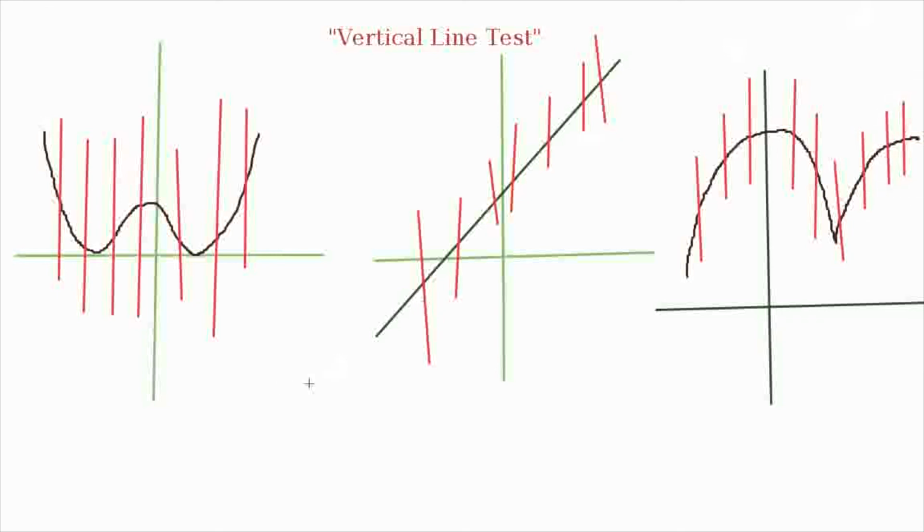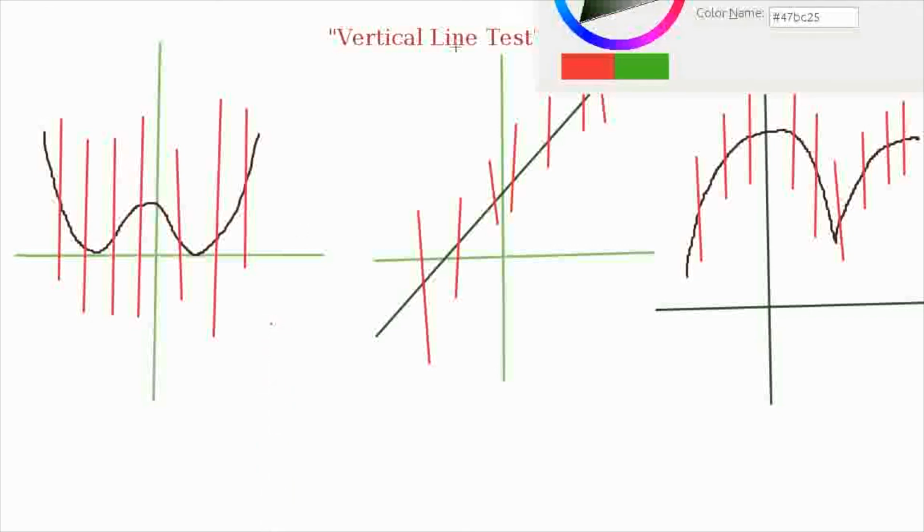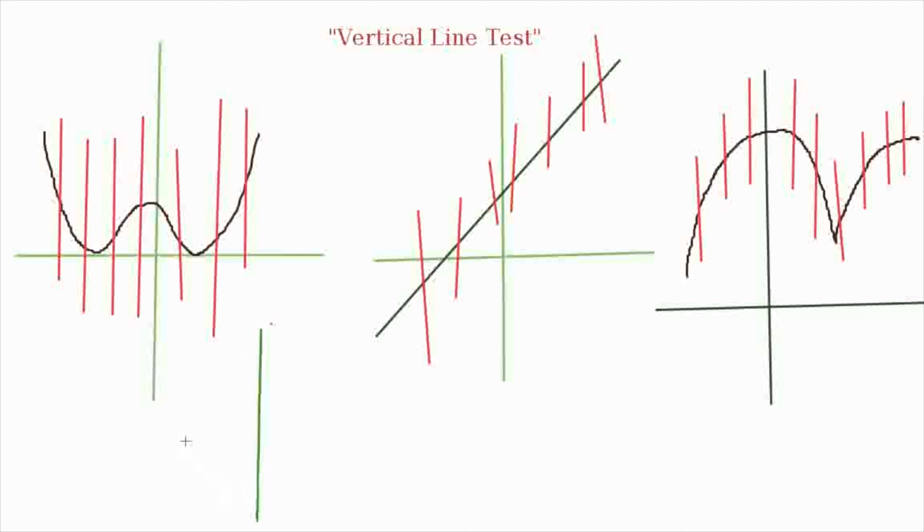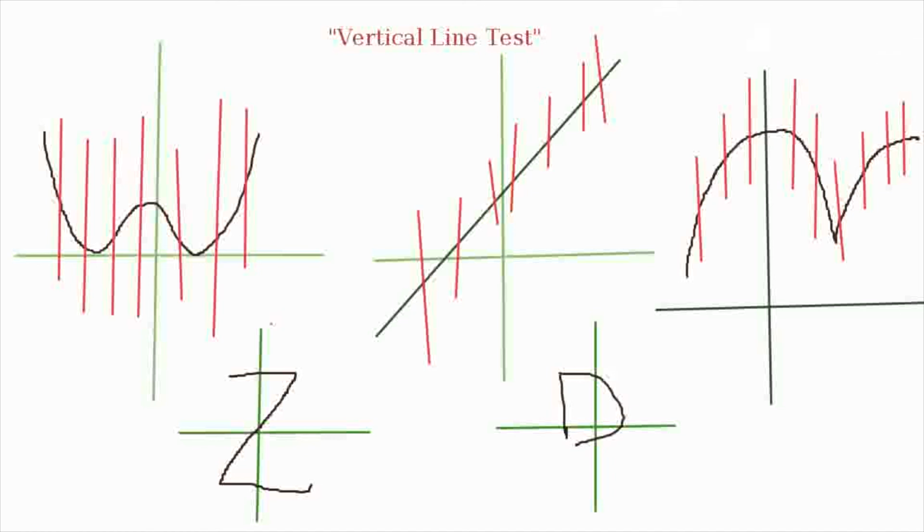Now you can see why the circle wouldn't work. Let me give you some examples of graphs that don't pass the vertical line test. I'll give you 2. How about something like a Z or a D? Can you see that for the Z, I can draw a vertical line that touches it in 3 points in some places. The D, I can touch it in 2 points. So those do not pass the vertical line test.